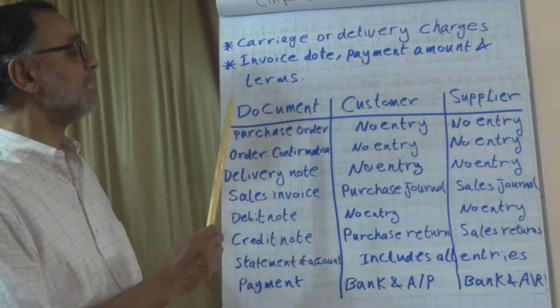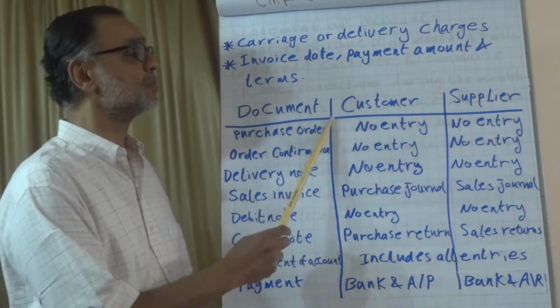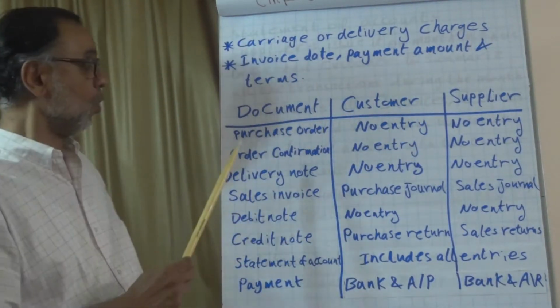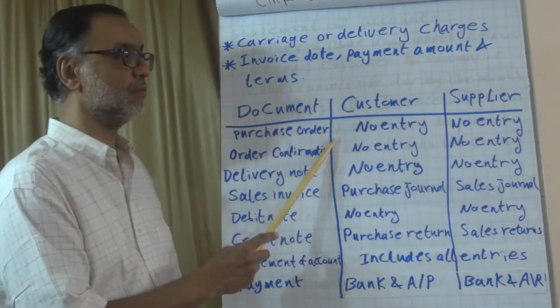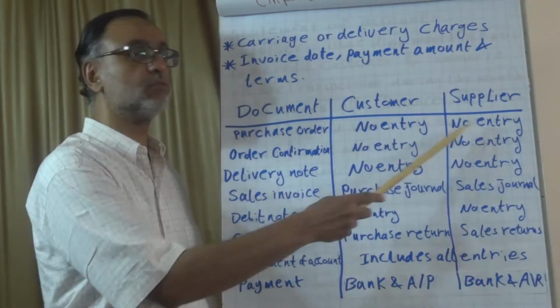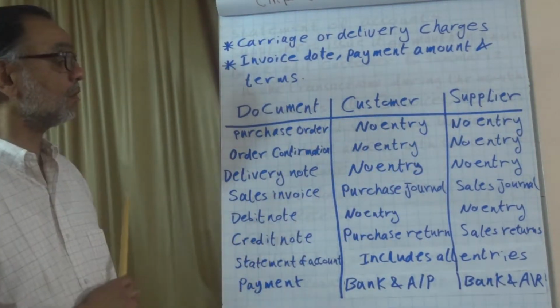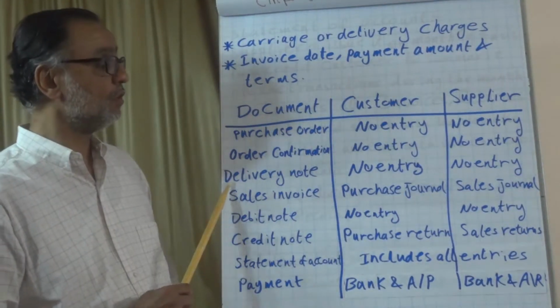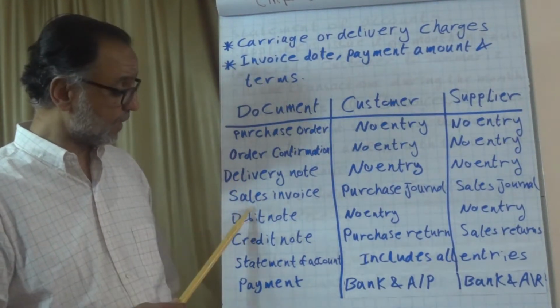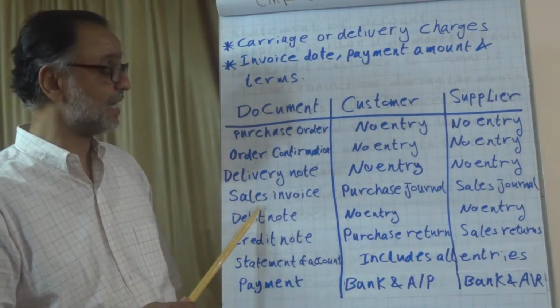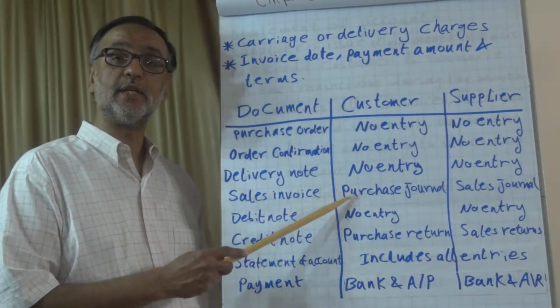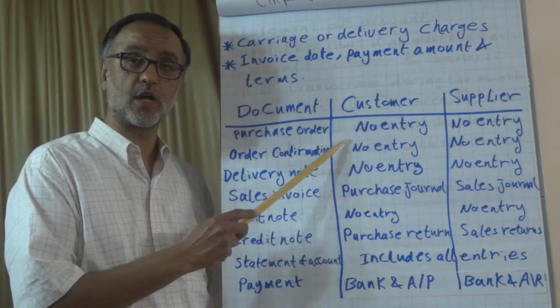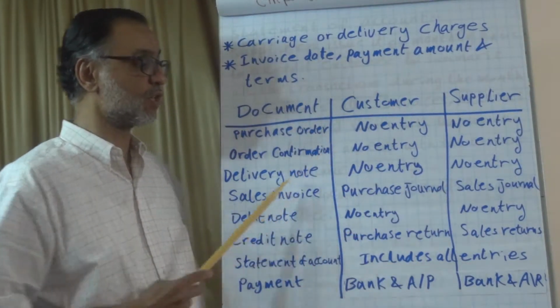We have the table here saying the document name, and the customer and the supplier, what actions to be done. When we have the purchase order, there is no entry, for both customer and supplier. When we do the order confirmation, there is no entry. When we do the delivery note, there is no entry. We start doing the entry when we have the sales invoice. We include it in purchase journal for the customer and sales journal for the supplier.